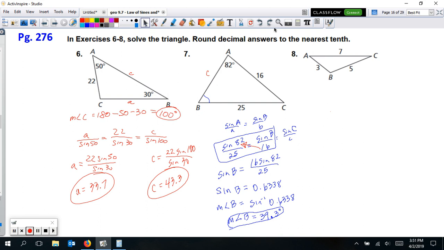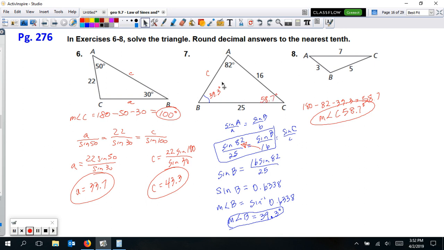Alright, so we know that angle now. This is 39.3. I can figure this one out by just the triangle sum theorem. So 180 minus 82 minus 39.3 equals 58.7. So the measure of angle C is 58.7 degrees. So now I know that angle there.